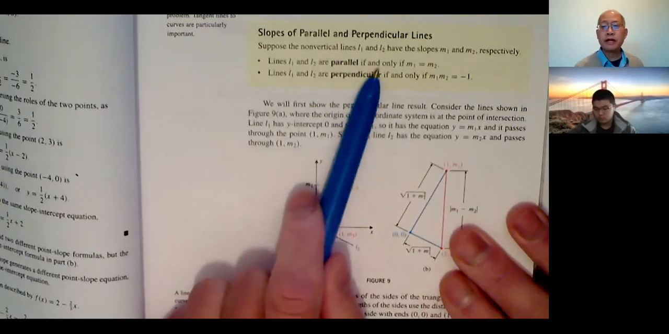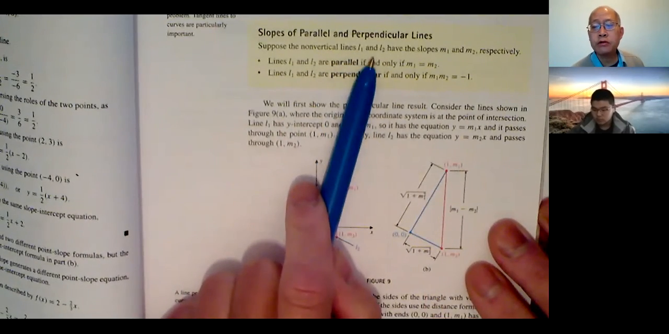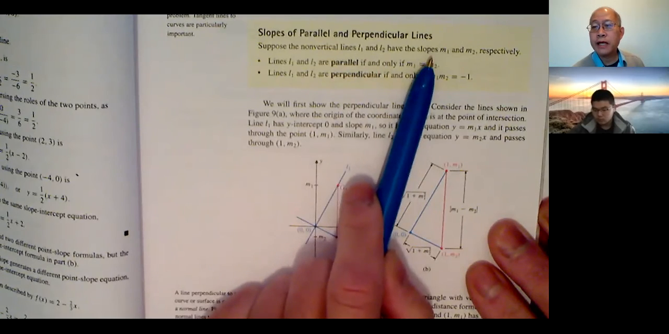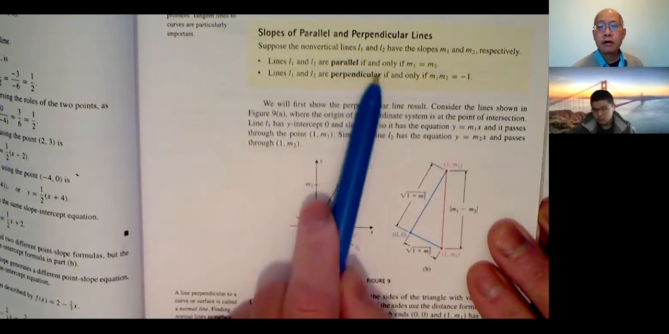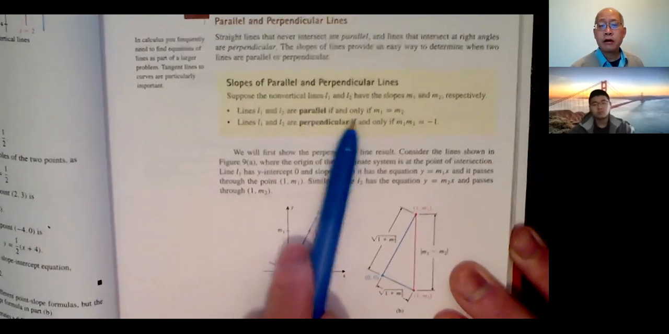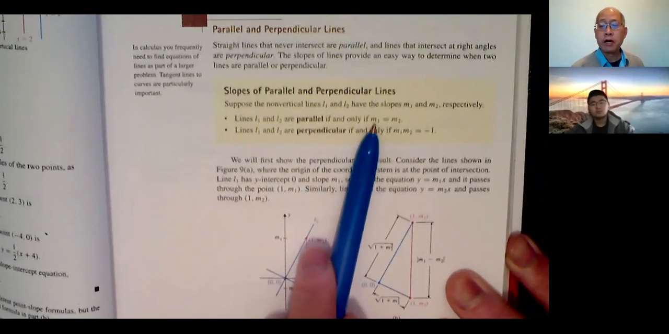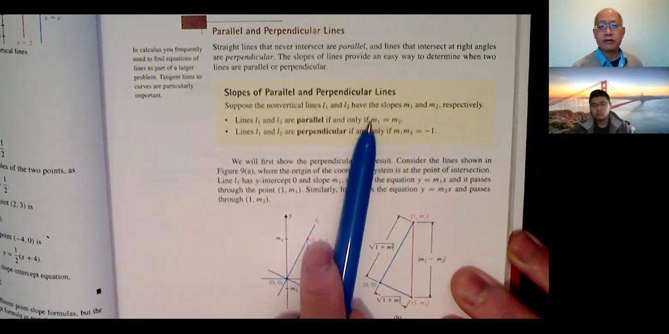Parallel and perpendicular lines. Okay, so if you have two lines, they call it L1 and L2, and you have slopes M1 and M2. Okay, the lines are parallel if and only if M1 equals M2. So if you have two lines that are parallel, they have the same slope, right? So they both have a slope of 7, or they both have a slope of -3 or whatever.